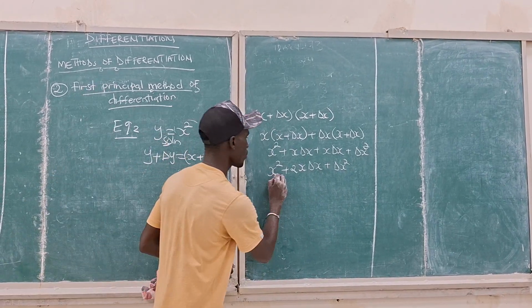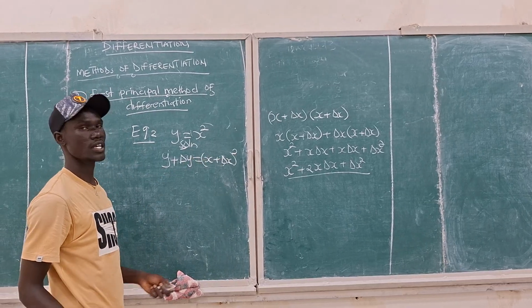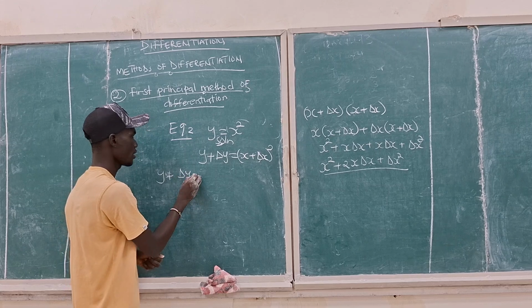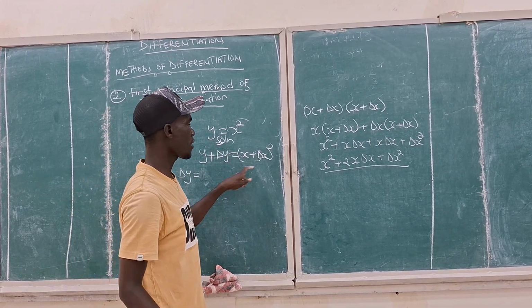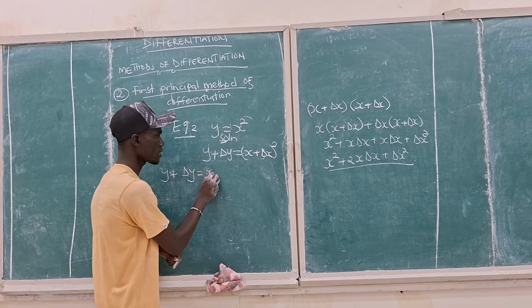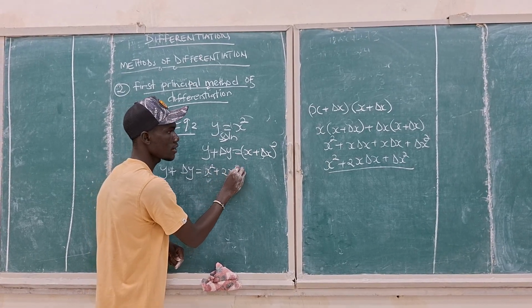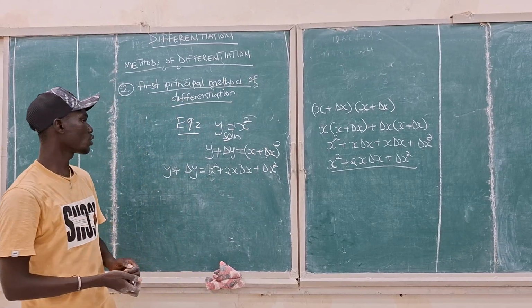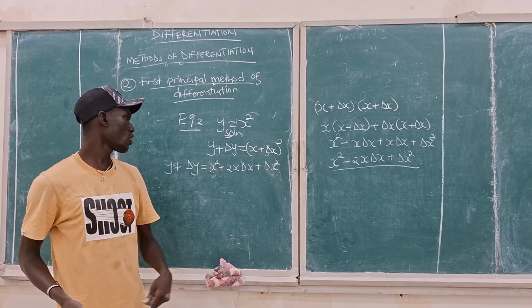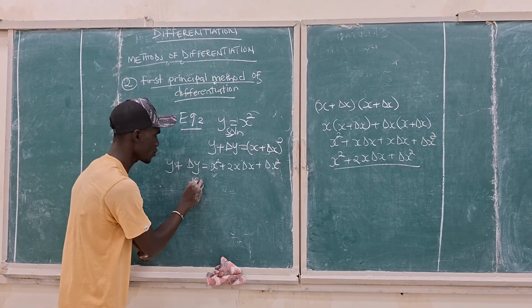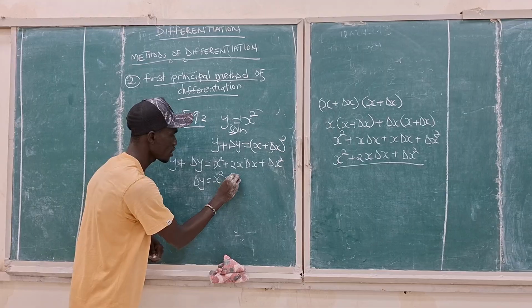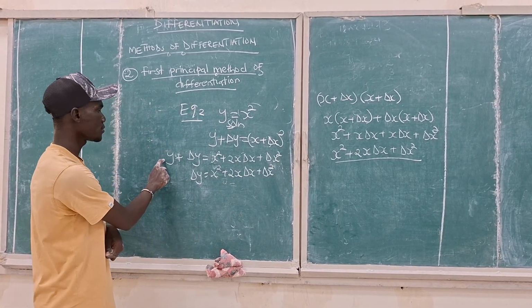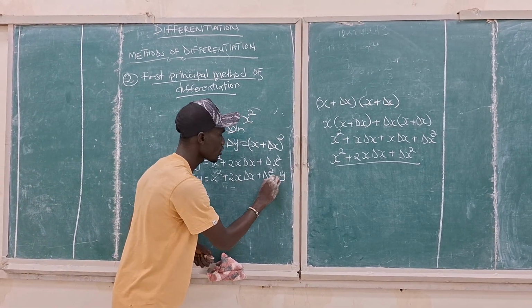Now this is what we are bringing to replace the whole of this one after expanding. Therefore, we are going to have y plus changing y is equal to the whole of this one, which we have expanded. The whole of this one is x squared plus 2x changing x plus changing x squared. Now we take y to the other side of the equation. This y is positive. When you move it to the other side, it will be negative.